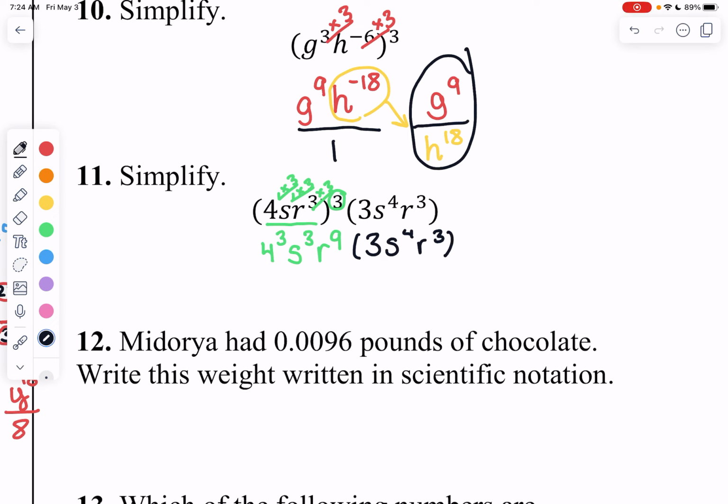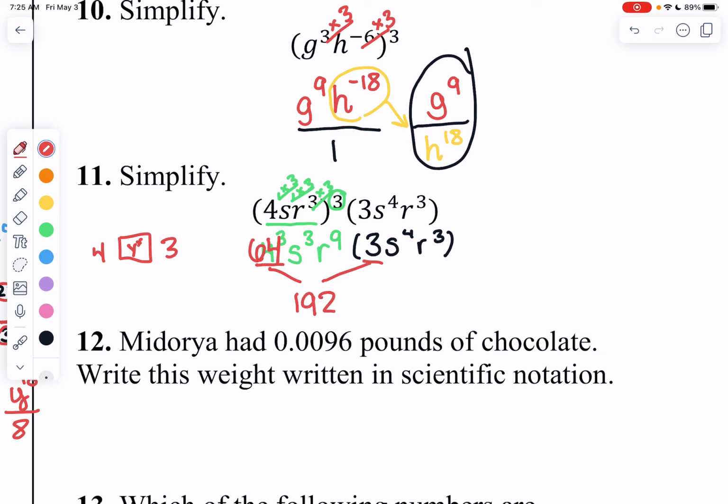The first thing I want us to think of is multiplying our coefficients, or our numbers. 4 to the power of 3 times 3. Well, to make it a little bit simpler, in my calculator, I could type in 4 y^x button 3, or just 4 times 4 times 4, which would be 64. That's what we're going to multiply by 3. So 64 times 3 is going to be 192.